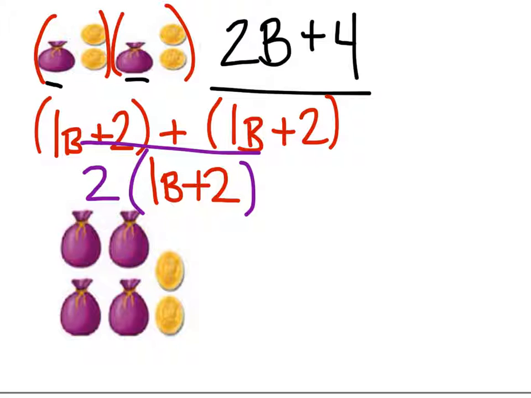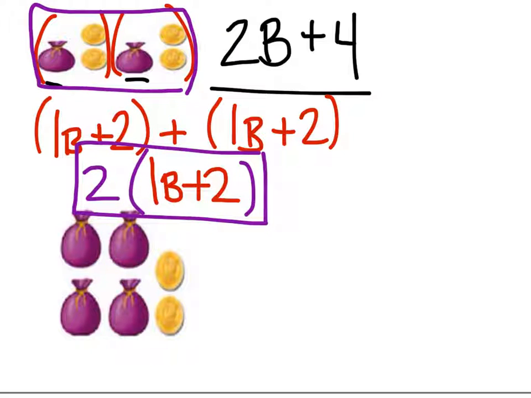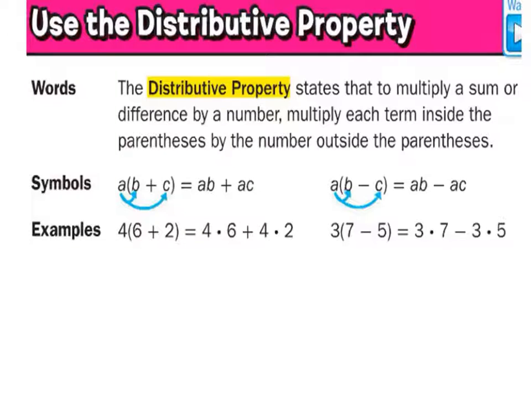So as it turns out, this would be another way to write this as an expression. Okay, does this make sense why you would not combine letters with numbers without letters? Because if you look at letters as though they're bags, you can't just combine them with coins. By the way, this is called the distributive property.